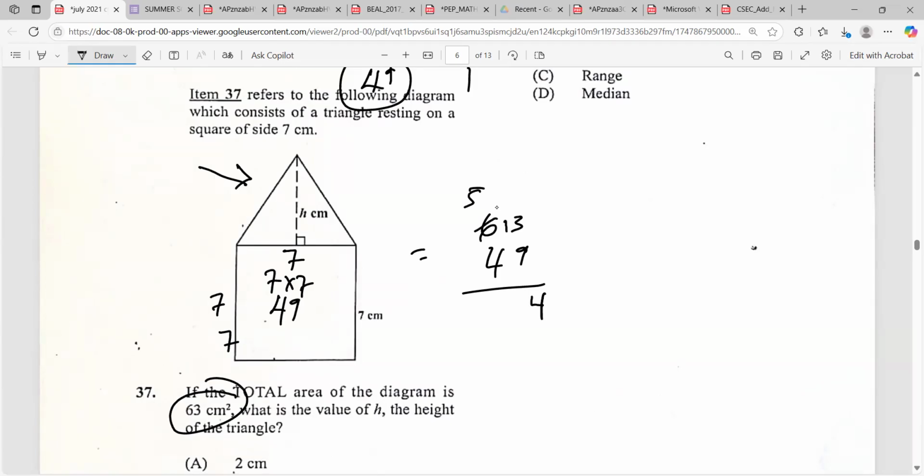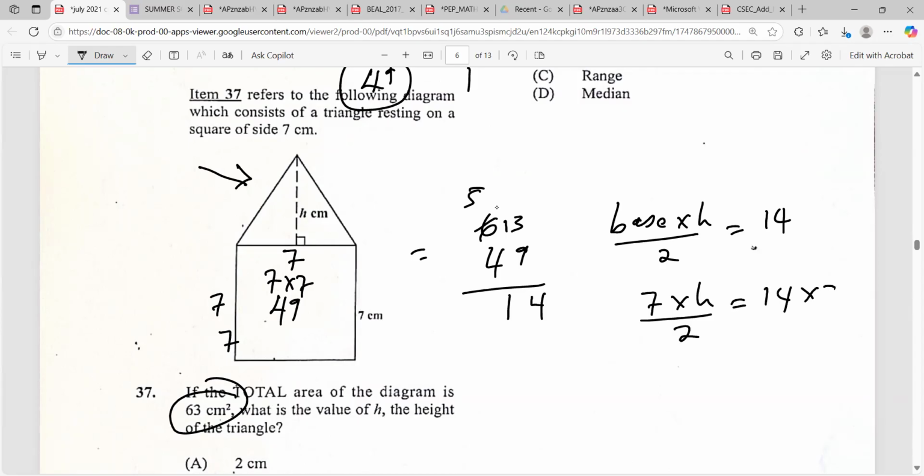49 from 63 leaves 14. So the area for this is 14. So we know the base of 7. We don't know the height. Divide by 14, so times this by 2. So 7h equals 28. And then we divide by 7. So h equals 4. So the height should be 4.